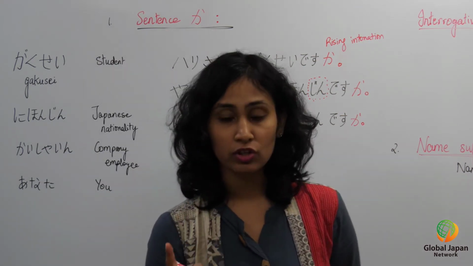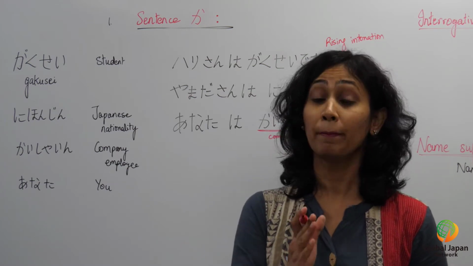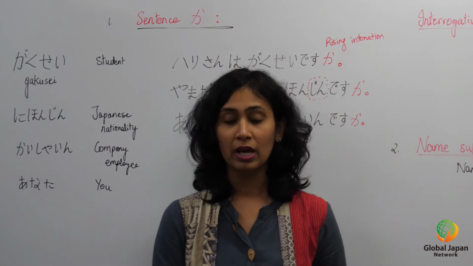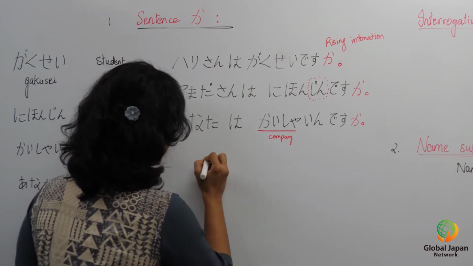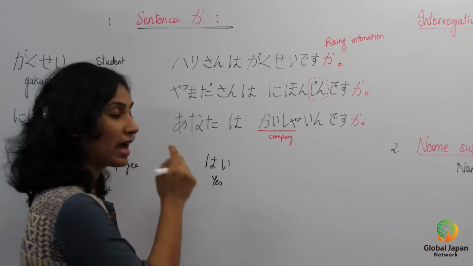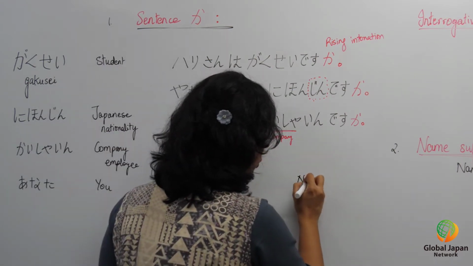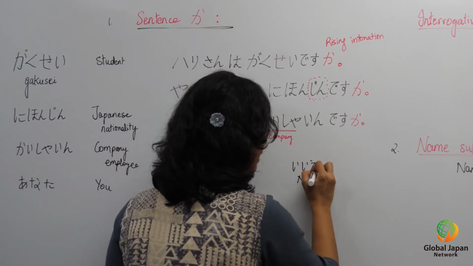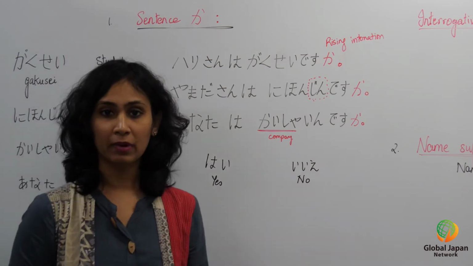Questions of this type are to check whether a statement is correct or not. So depending on your response, whether you agree to the statement or you don't, your answer will begin with hai. If you are telling yes, that is you are agreeing to the statement. If you don't agree to the statement, that is you want to tell no, then the verb is iie. Iie, no. There is another word, chigaimasu also.